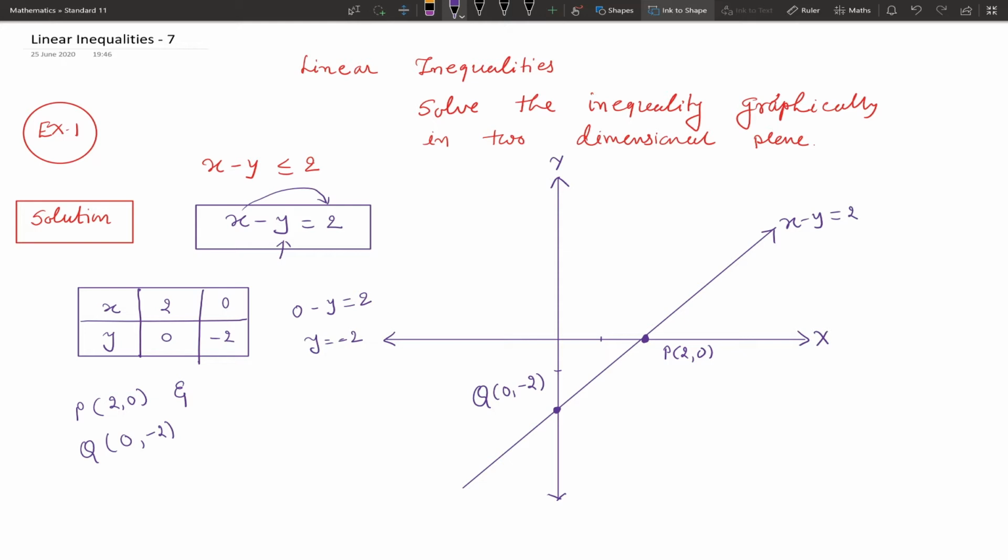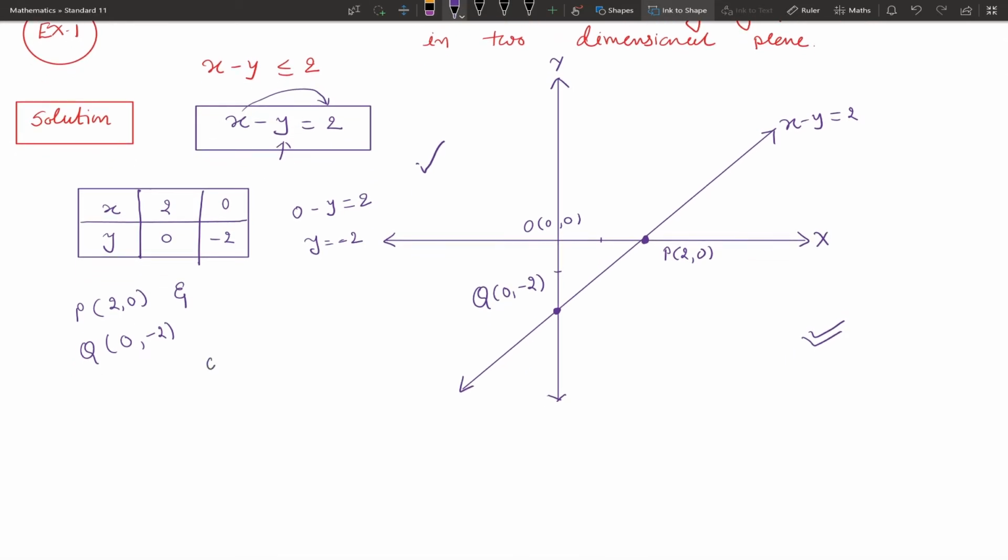Now we have to check whether this half of the plane is the solution or this half. So for that purpose, we know the method is, let us verify the inequality by the origin. Coordinates of the origin 0, 0. In the inequality, if we put x equal to 0, y equal to 0, 0 less than or equal to 2. So which is true?